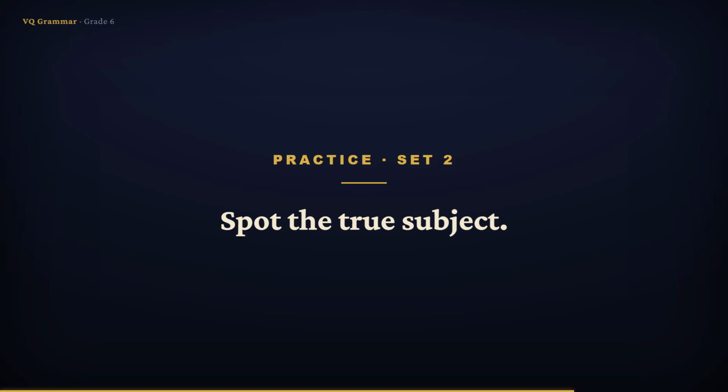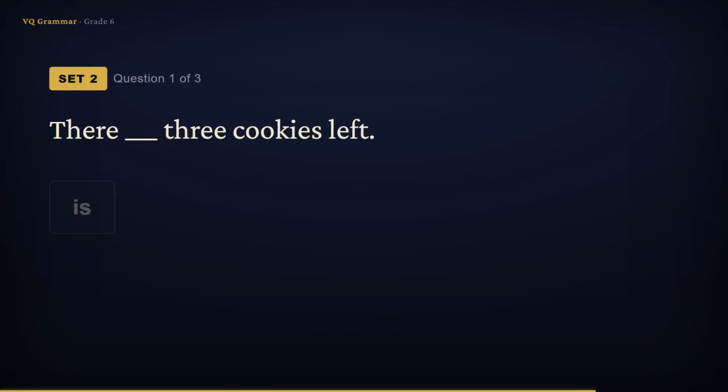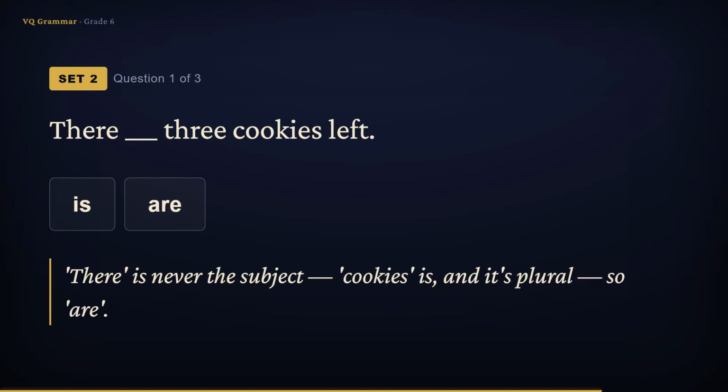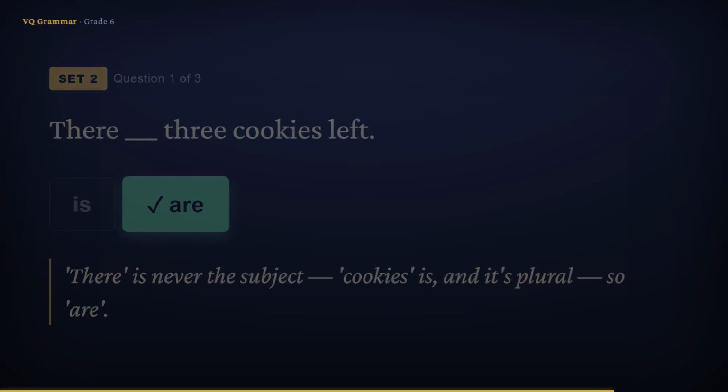Now for a tougher set. Watch for phrases in the middle, and for sentences that start with here or there. Find the true subject, then pick the matching verb. Pause and try each before I answer. There blank 3 cookies left. Remember, there is never the subject. Look past it to find the real subject, cookies, which is plural, so the answer is are.